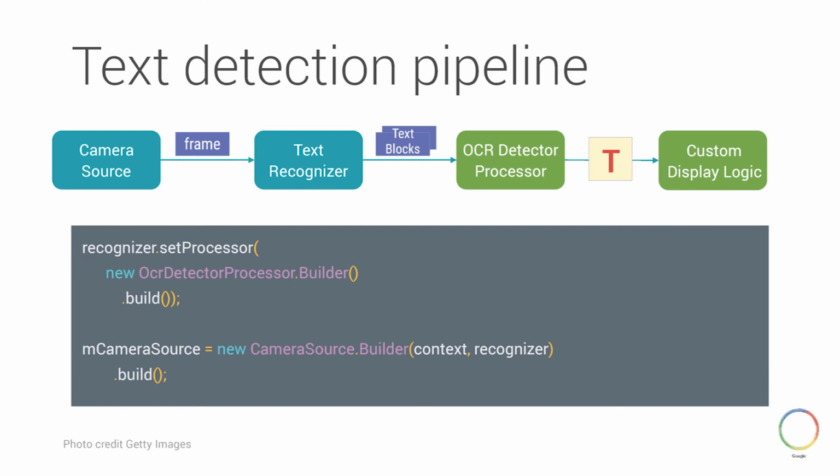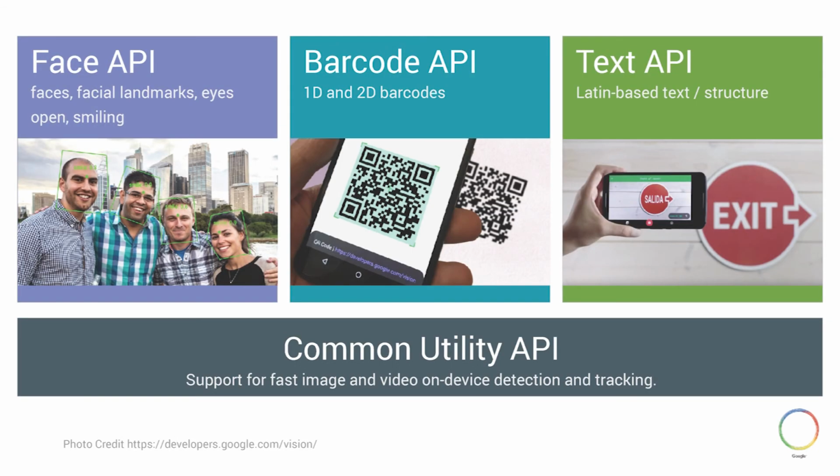This is what a text pipeline may look like. There you have it. In summary, there are 3 specialized detectors for Mobile Vision API. The Face API understands faces, and can report back on facial landmarks like eyes and nose, as well as classification information. Barcode API understands 1D and 2D barcodes. It can detect multiple formats in different orientations at the same time. The Text API can understand all the Latin-based languages, and can report back with the structure. And then they all work with our common utility API, which provides you with a pipeline structure.